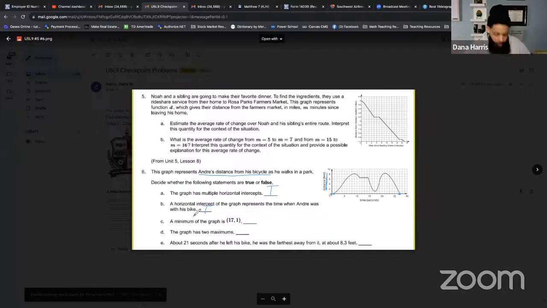Here's where it goes into a little more detail. C says a minimum of this graph is (17, 1). Okay, so (17, 1), boom, 17 and 1 is there.